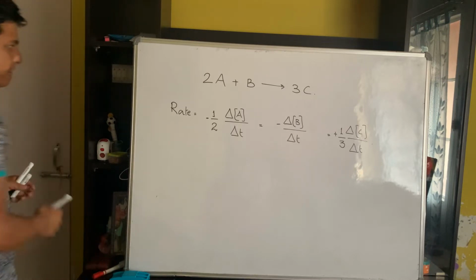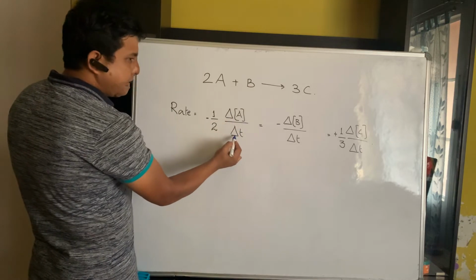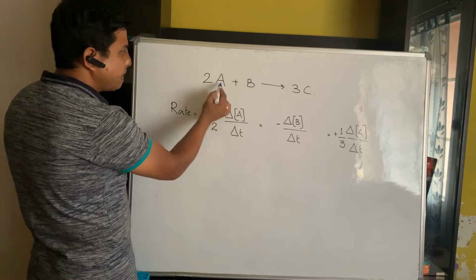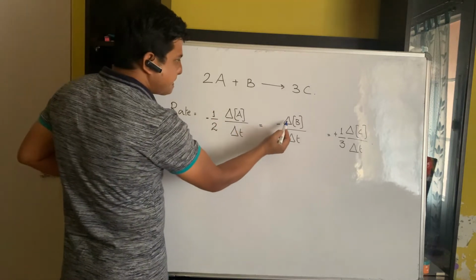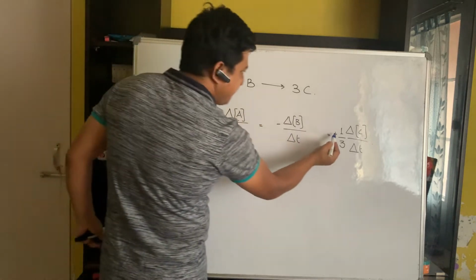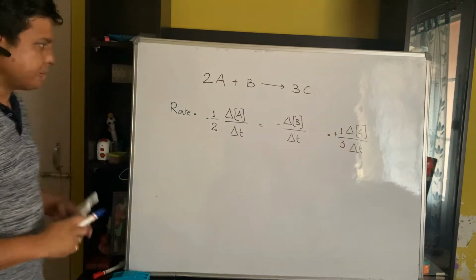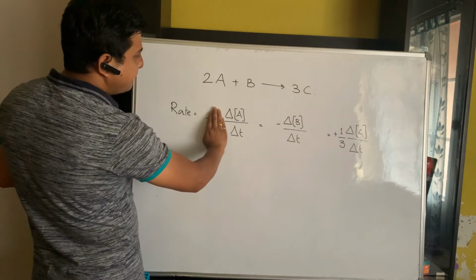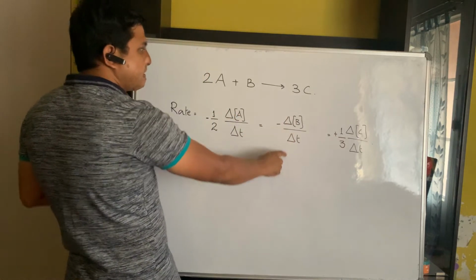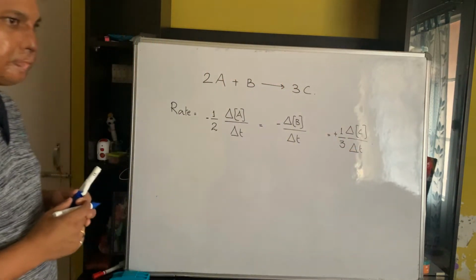So let me clear this. Minus del A by del T gives us the rate of disappearance of A. Minus del B by del T gives us the rate of disappearance of B. Plus del C by del T gives us the rate of appearance of C. Okay, minus del A by del T, rate of disappearance of A, minus del B by del T, rate of disappearance of B, plus del C by del T, rate of appearance of C.